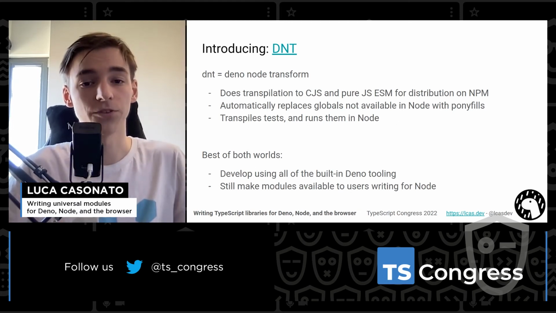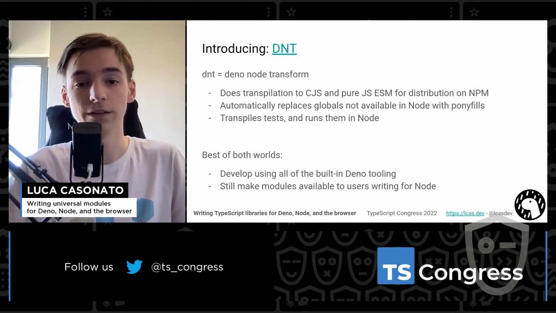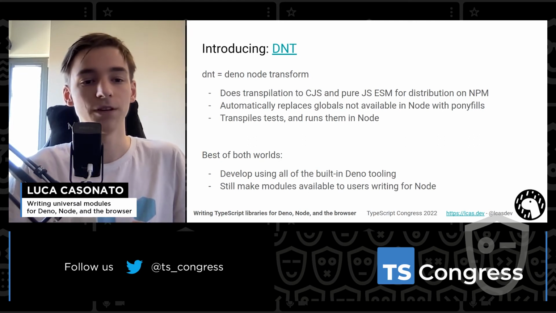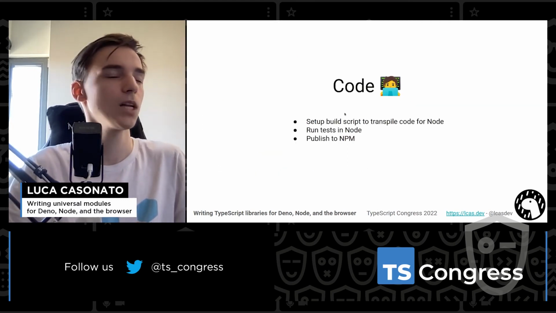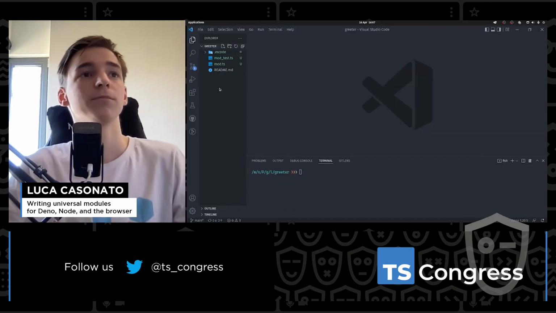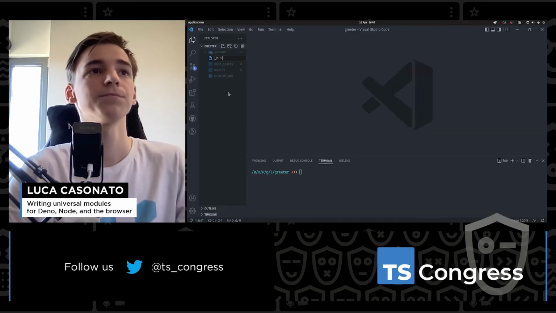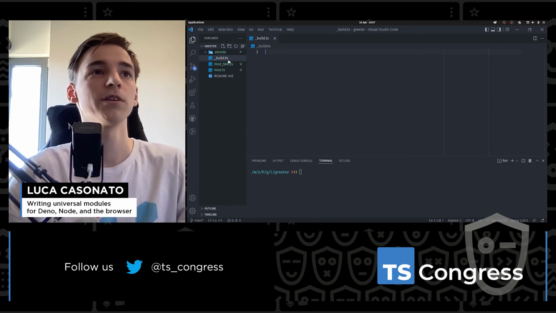This gives you the best of both worlds. You can use all of the built-in tooling in Deno, all of the infrastructure we provide, all of the nice editor integrations, but you can still make your modules available for users who are using Node. So how do we do that? We create a build script, _build.ts. This is another convention. There's nothing special about this name.